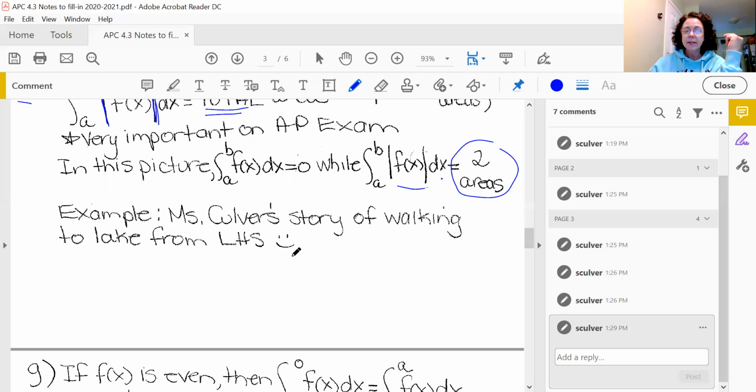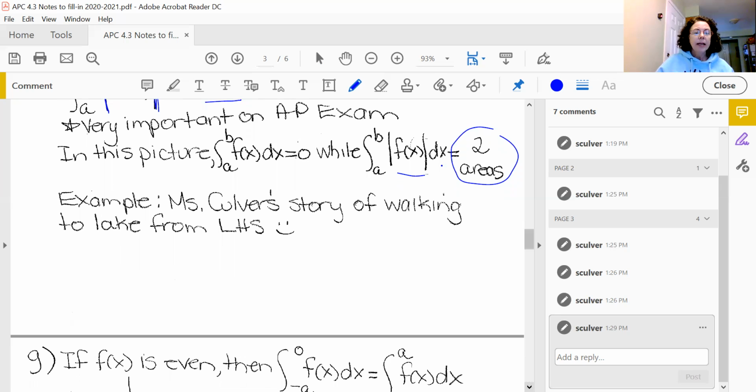Okay. Notice if I start at the school and walk to the water and back to the school, my net position is 0. I landed in the same position I started with. However, did I go a total distance? Yes, I did. I did 1 lap to the lake and I did 1 lap back. I actually have a total distance of 2 laps. So that's the difference, okay?